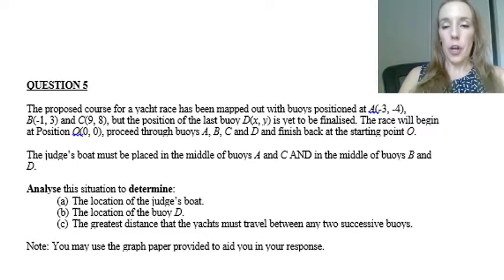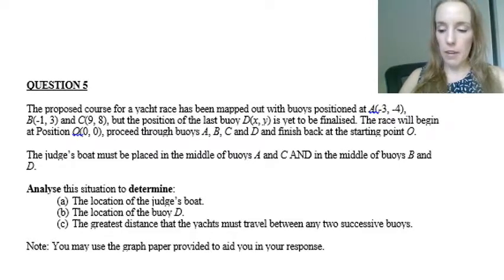Okay, so the race will begin at position O, which is the origin, 0, 0, proceed through the buoys A, B, C, and D, and then finish back at the starting point, which is O. Okay, the judge's boat must be placed in the middle of the buoys A and C, and in the middle of the buoys B and D. Okay, so analyse this situation to determine A, the location of the judge's boat, B, the location of the buoy D, C, the greatest distance that the yachts must travel between any two successive buoys. And yeah, you can use that graph paper.